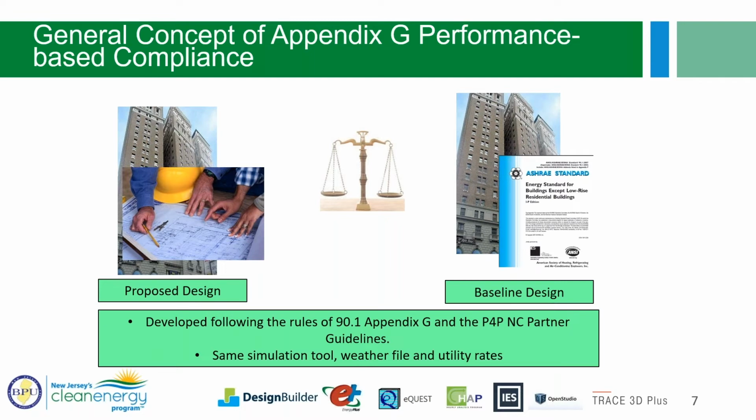There are a few elements that are constant across the two models. One is that the simulation tool has to be the same, the weather file has to be the same, and you have to use the same utility rates. So that's the basic concept of Appendix G for anyone who's not familiar with it.